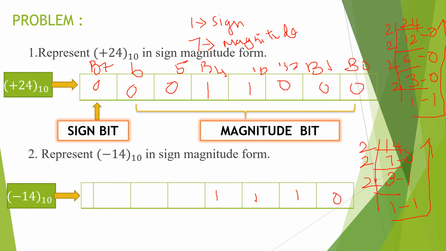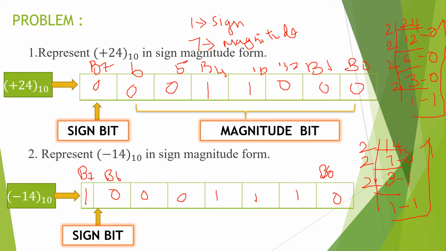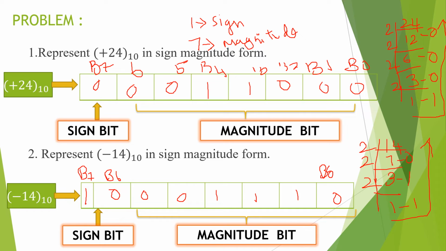Up to B6 it should be the magnitude, so I am filling the remaining bit with 0. B0 to B6 will be called magnitude bits. Your last bit, B7, is going to represent your sign bit. Since the given number is negative, you have to represent it as 1. B7 is the sign bit and the remaining bits are the magnitude bits.